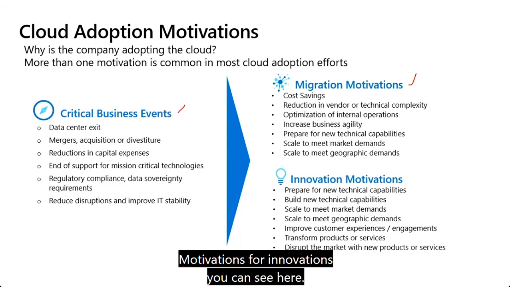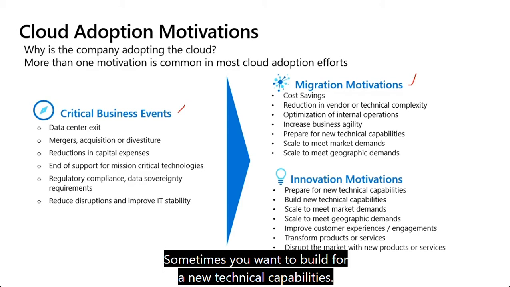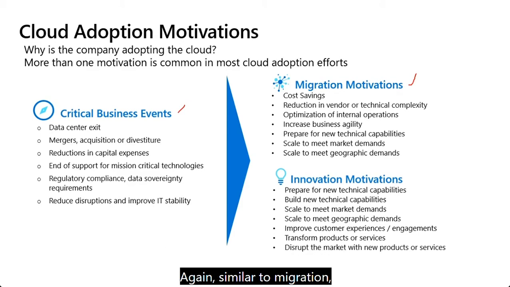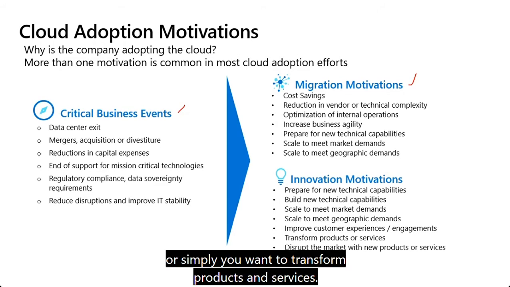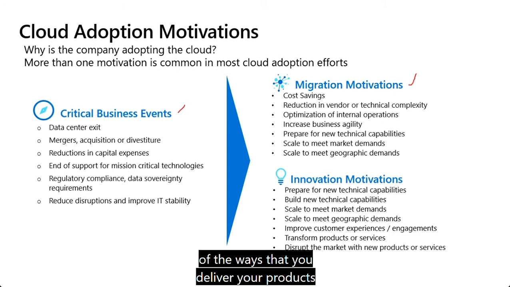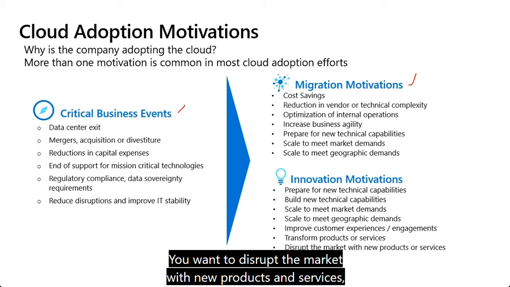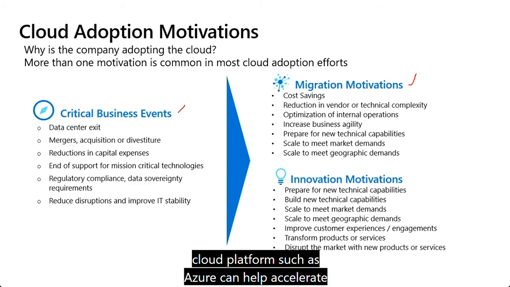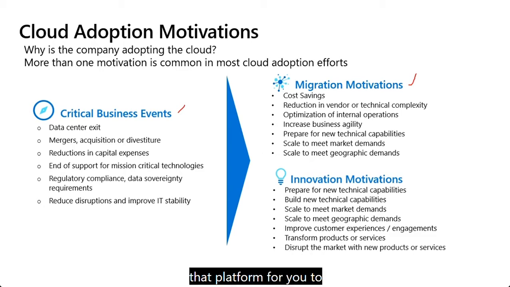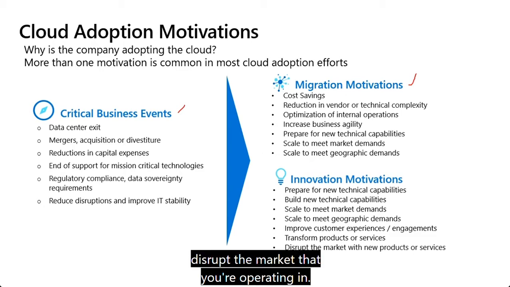For innovations, motivations for innovations, you can see here, sometimes you want to build for new technical capabilities. Again, similar to migration, you want to scale for greater market demands or greater geographic demands, or simply you want to transform products and services. The usual way that you provide services in an offline fashion, you want to do it online. So that necessitates transforming some of the ways that you deliver your products and services over a cloud platform, for instance. And sometimes you want to be the disruptor. You want to disrupt the market with new products and services, and therefore you think that cloud platforms such as Azure can help accelerate that for you to disrupt the market that you're operating in.